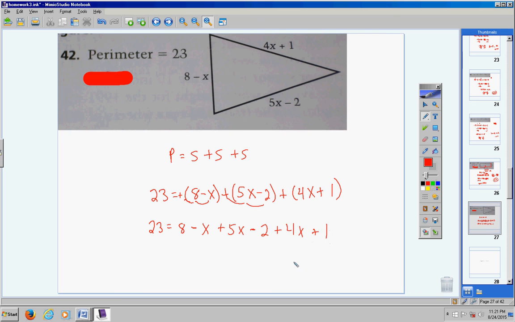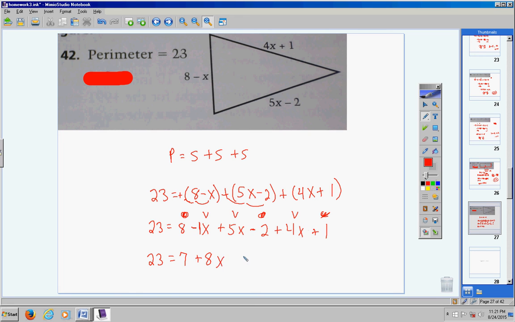Now, step 2, eliminate fractions. There are none. Step 3, simplify again. Well, there's no way you can simplify 23. However, I have a constant term, and a constant term. 8, negative 2, positive 1. If you combine all those, you will get 7. Now, I have 3 variable terms. A negative 1x, a positive 5x, and a positive 4x. If you combine a negative 1 and a positive 5 and a positive 4, you will get 8x.